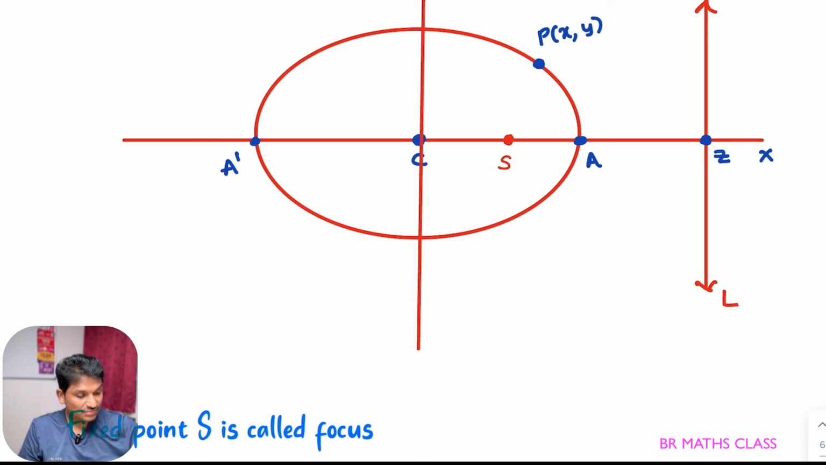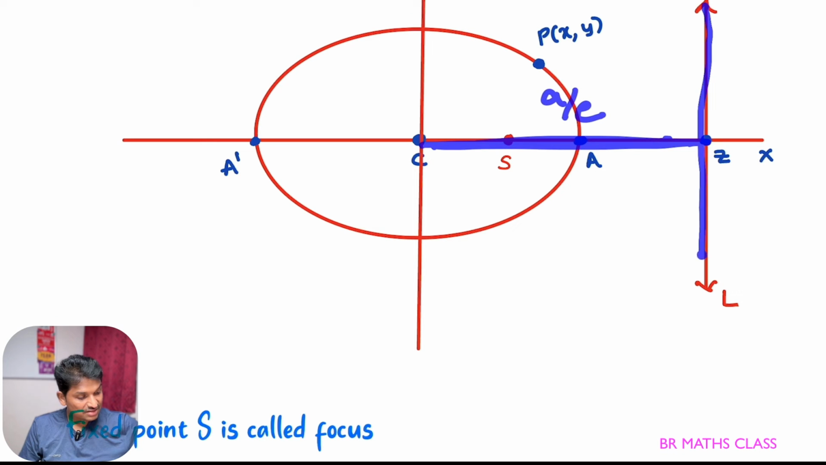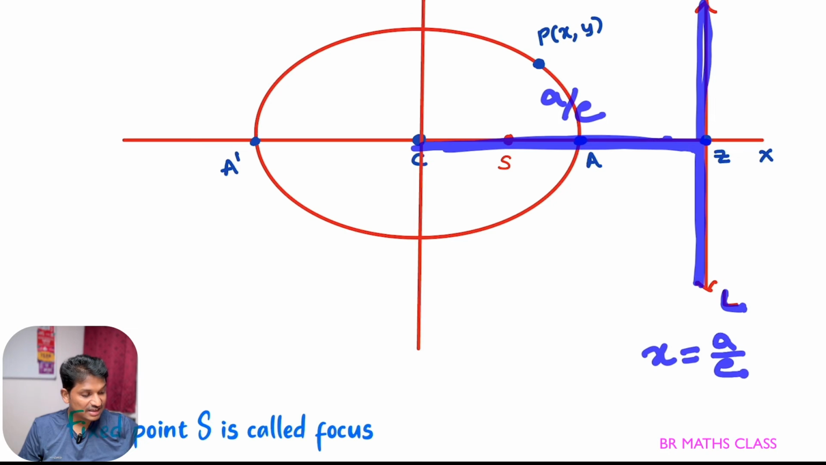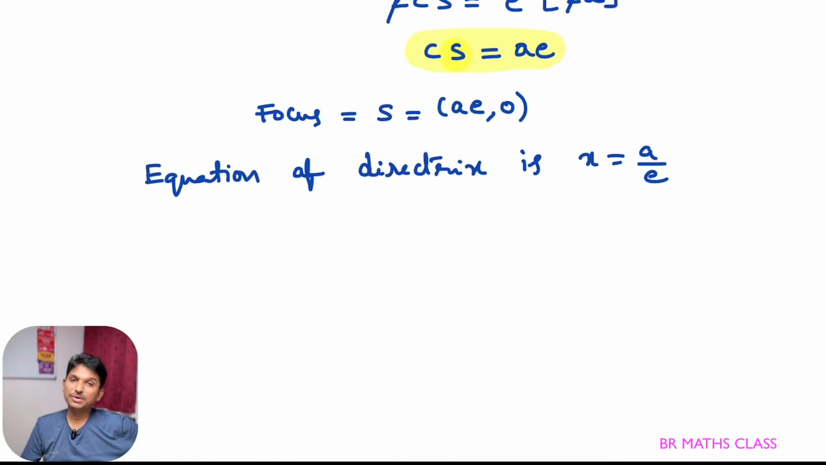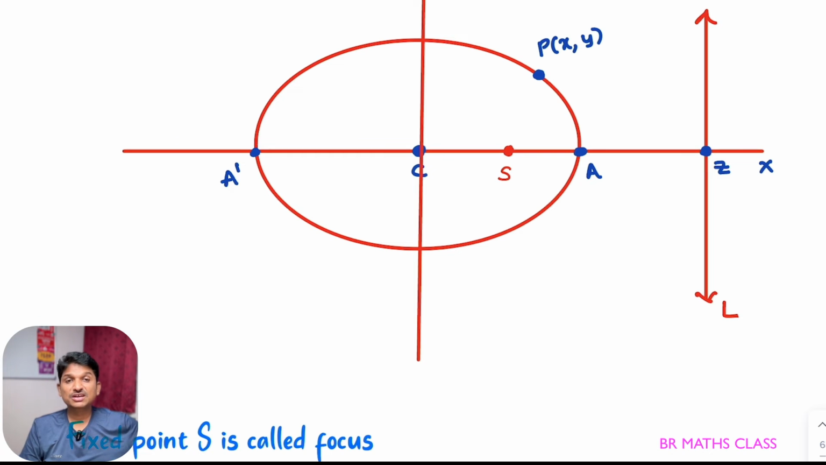Now CZ also we got. Where is CZ? This length we got as CZ. This length is A by E. From this we can find the equation of directrix. This directrix is L. L is called directrix. It is parallel to the y-axis, so its equation starts with x equal to. As this length is A by E, the equation of directrix is x equal to A by E. So I'll write that here, x equal to A by E.